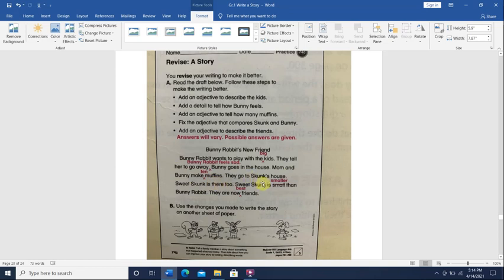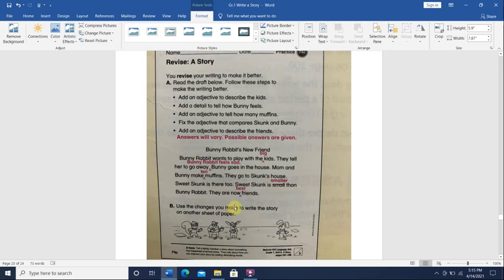They go to Skunk's house. Sweet Skunk is there too. Sweet Skunk is smaller than Bunny Rabbit. Remember, when you are comparing two animals, you have Sweet Skunk and Bunny Rabbit. So remember, when you are comparing between two things, you add er to the adjective. So the sentence should be Sweet Skunk is smaller than Bunny Rabbit.